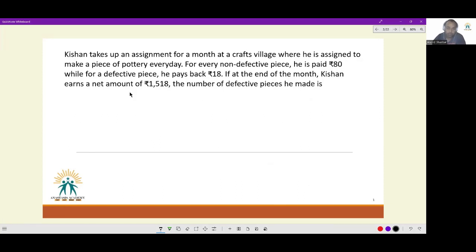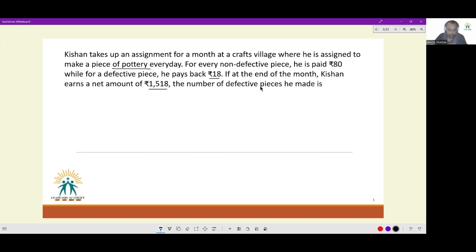Kishan takes up an assignment for a month at a crafts village where he's assigned to make a piece of pottery every day. For every non-defective piece, he's paid 80 rupees, while for a defective piece, he pays back 80 rupees. If at the end of the month, Kishan earns a net amount of 1,580, the number of defective pieces he made is.